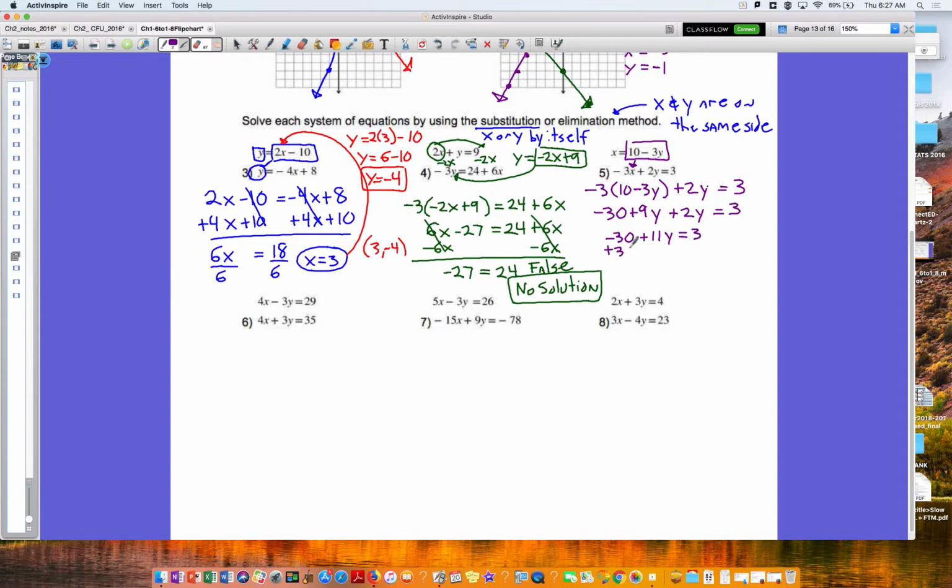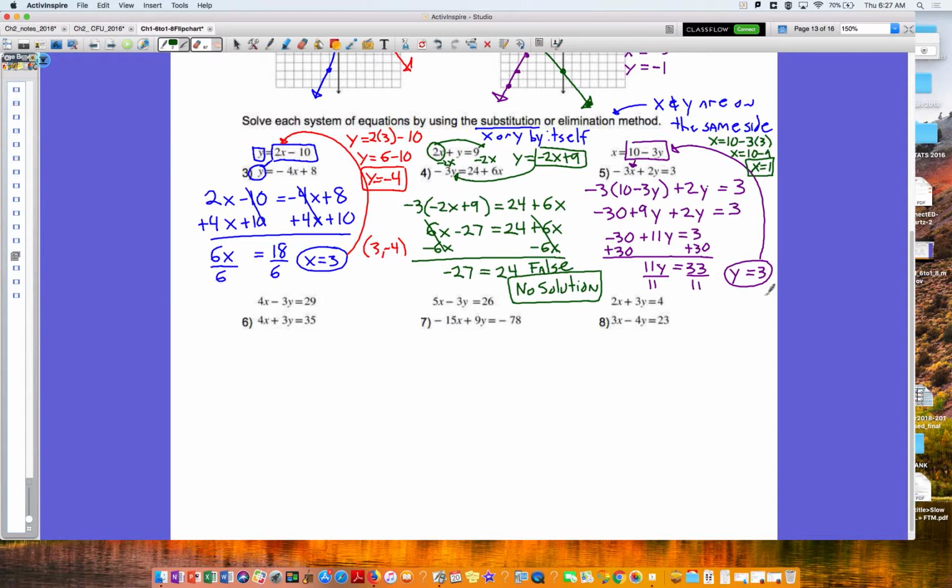I have to add 30, so I have 11y equals 33. Divide by 11, so y equals 3. I'm going to plug that back into the first equation to get my x. I'm just switching colors here. So x is equal to 10 minus 3 times 3. So x equals 10 minus 9. So x equals 1.